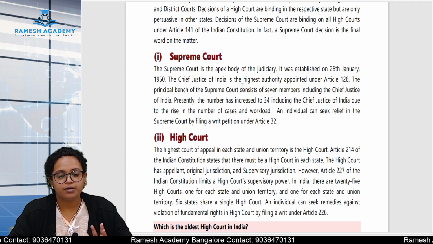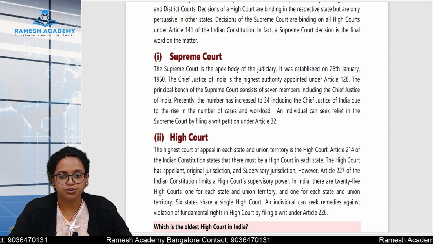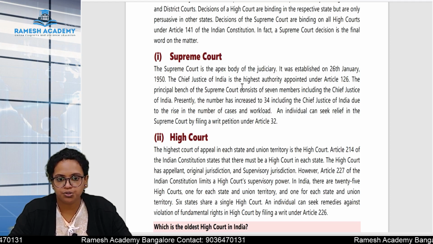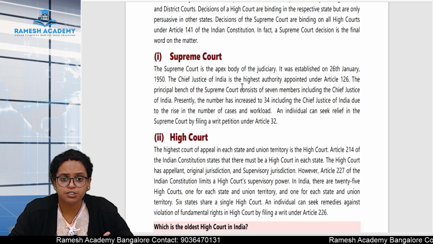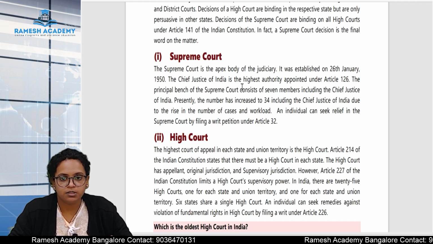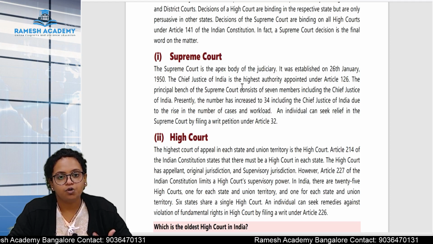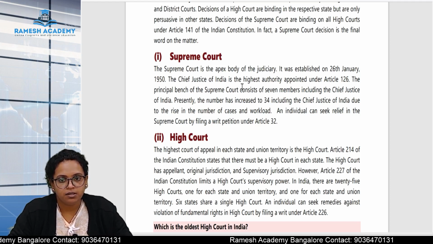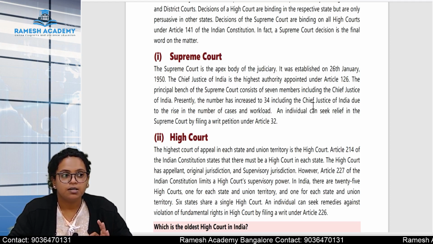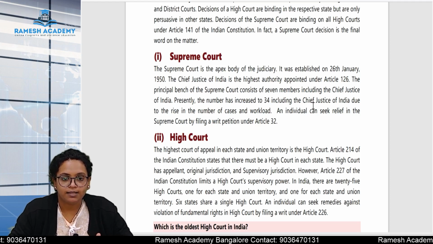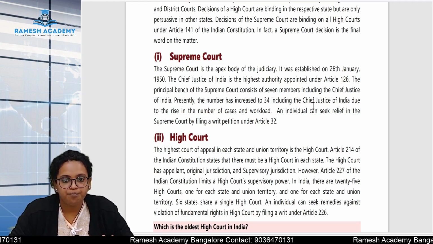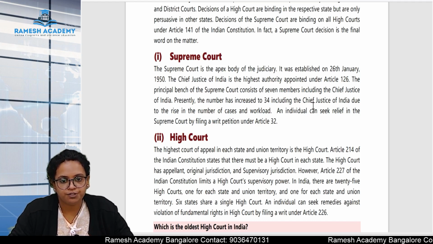So the constitution of who all constitute a Supreme Court? First is a Chief Justice, who is the highest authority appointed under Article 126, followed by 7 members, including the Chief Justice. That means including the Chief Justice and the other 6 members, right? So 6 members, 1 Chief Justice, total 7 members.